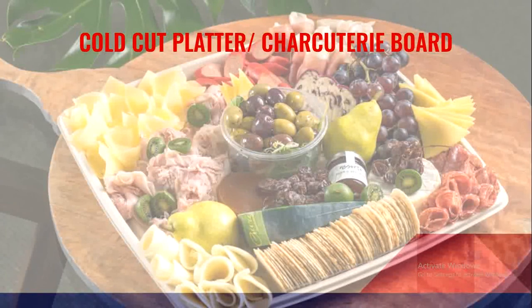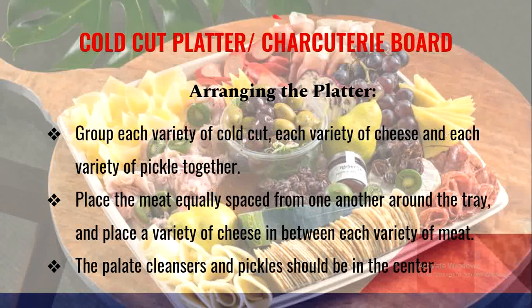So these are the basic components of cold cut platters. We have the meat, and after that we have the pickles and relishes, then we have the cheese, and last we have the palate cleansers such as crudites, mixed greens, etc. Next, the cold cut platter can also be called a charcuterie board.